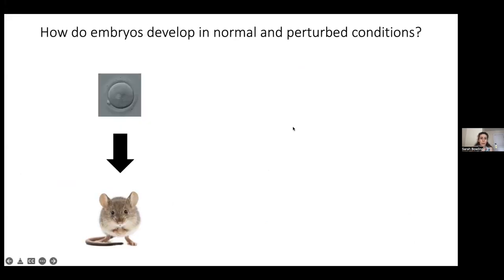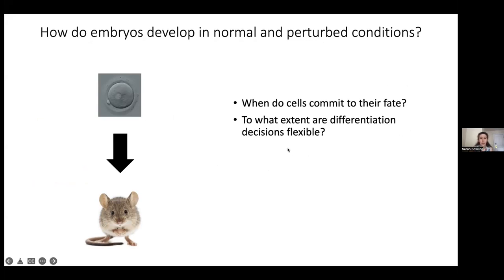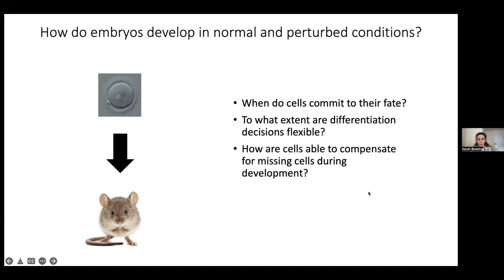So going forward, I want to use the questions and concepts and tools from both my graduate work and my postdoctoral work to understand this broader question of how embryos develop in normal and perturbed conditions. So specifically, I want to explore how and when cells commit to their fate. I want to understand to what extent differentiation decisions are flexible. I want to understand how cells are able to compensate for missing cells during development. And I want to understand why this regenerative capacity is lost in adulthood.